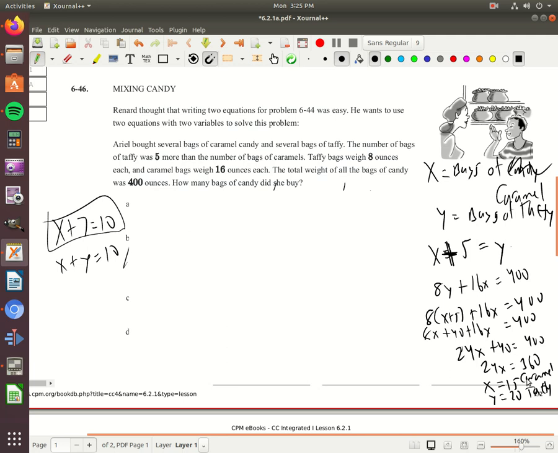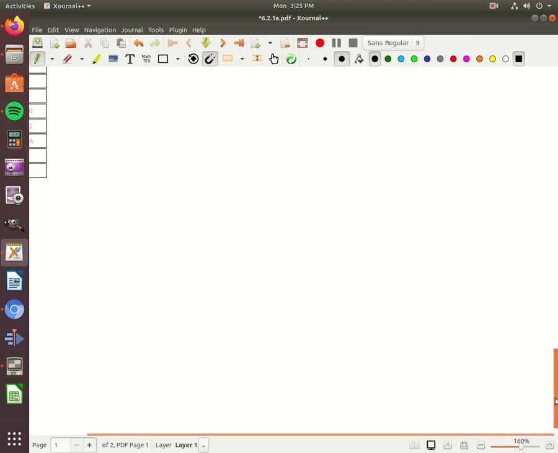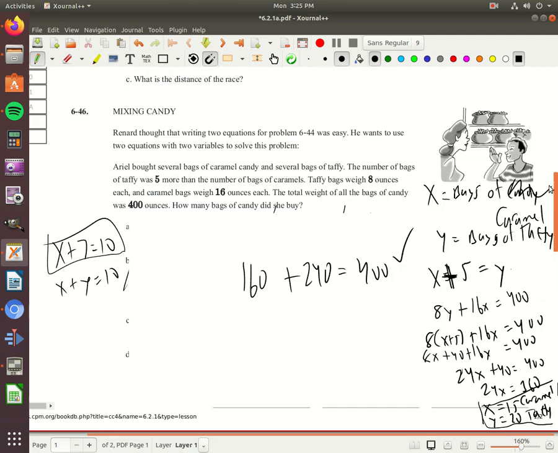Now let's check that answer. If I plug 20 into this equation, 8 times 20 is 160, plus if I plug 15 into this equation, 16 times 10 is 160, half of that is 80, so 160 plus 80 is 240, and that needs to equal 400, and it does, so this is my answer. So I got there eventually, kind of ugly getting there, but I did get there, so that makes me happy.